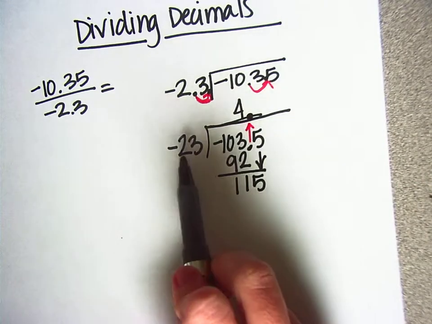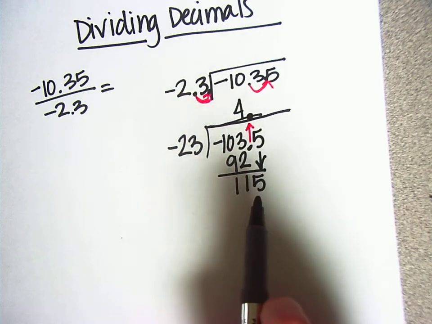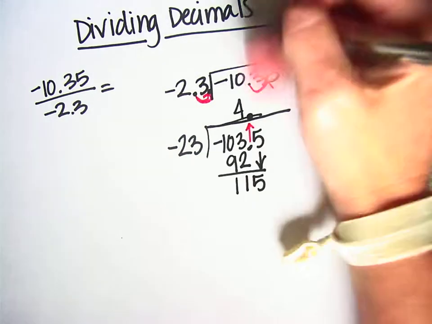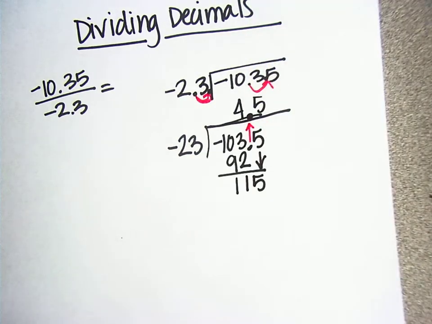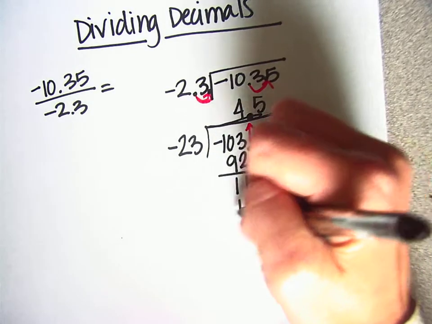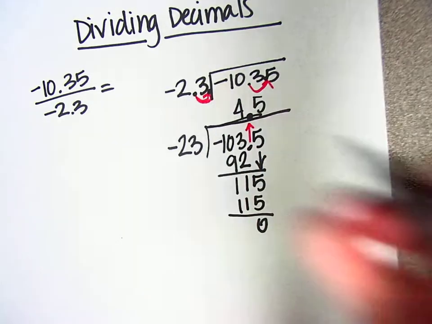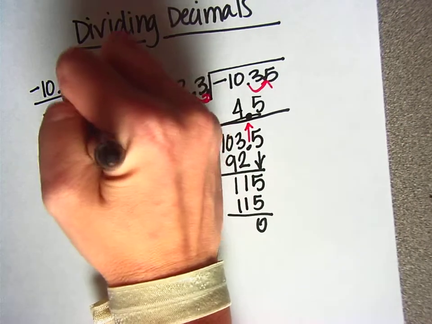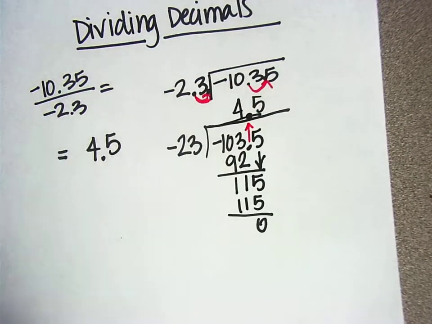So now we're going to try and figure out how many times 23 goes into 115. It's 5 times. 23 times 5 is 115. So now we're done. So we know our number is going to be 4.5.